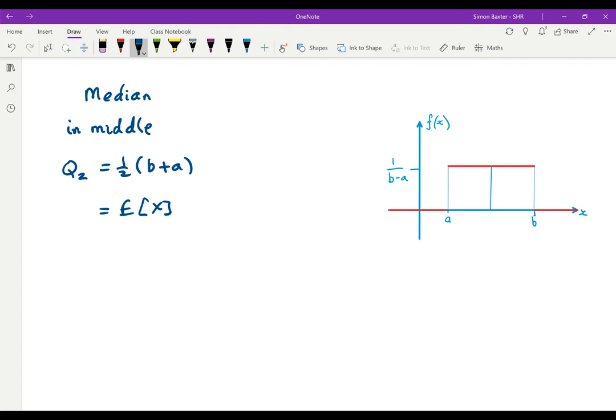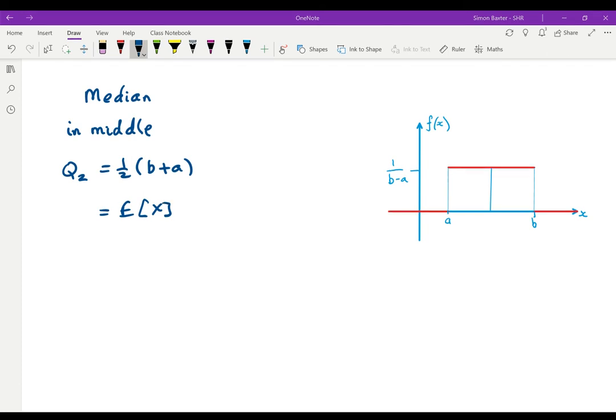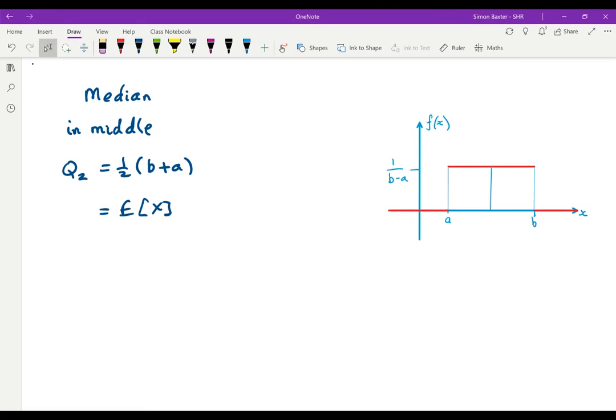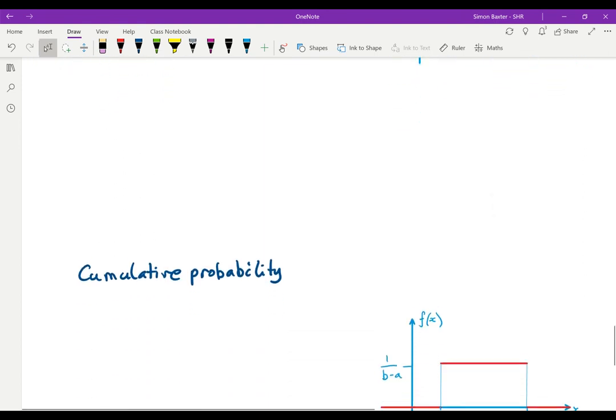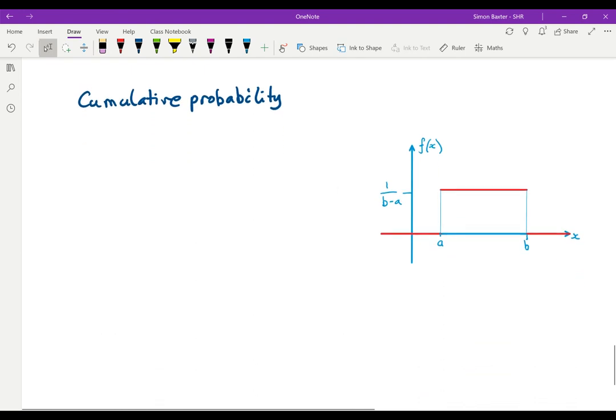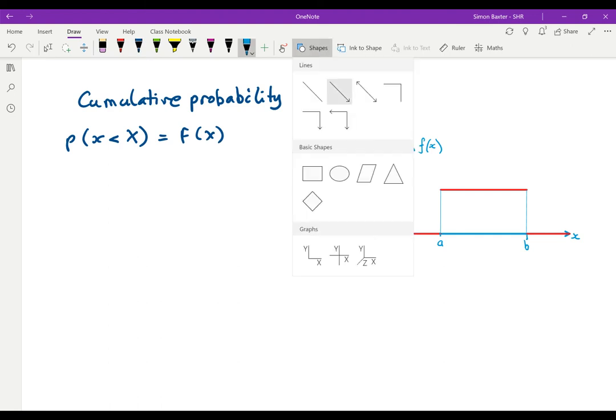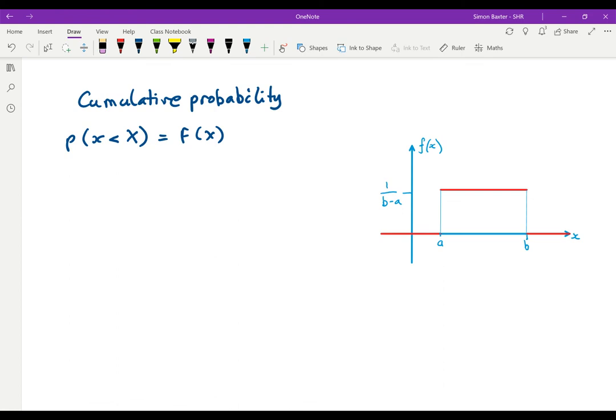What about the cumulative frequency? I said frequency, I meant probability. What about the cumulative probability? What does the cumulative probability mean? It means the probability that x is less than some number big X. That is my cumulative probability. So let's put x on the graph, and then it should be pretty obvious to anybody what's going on.